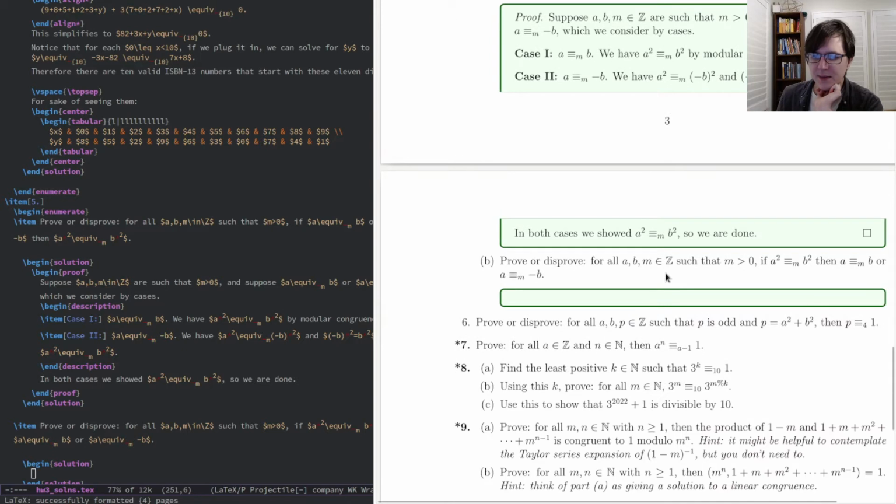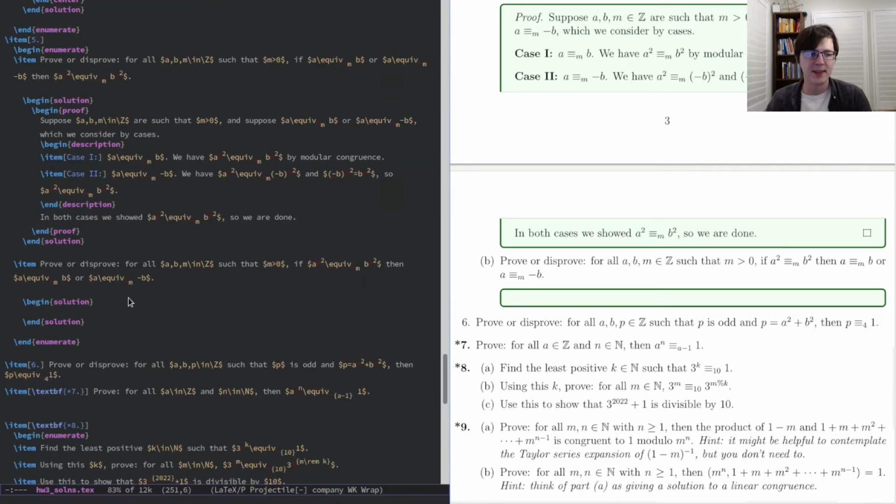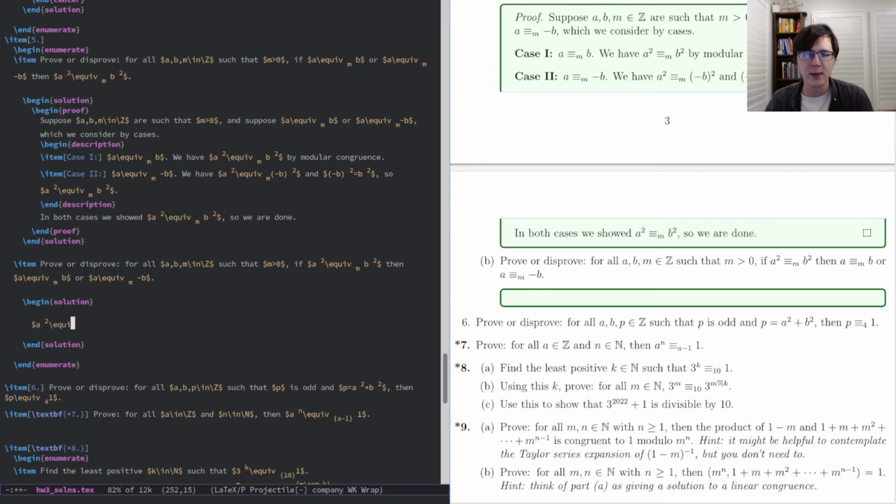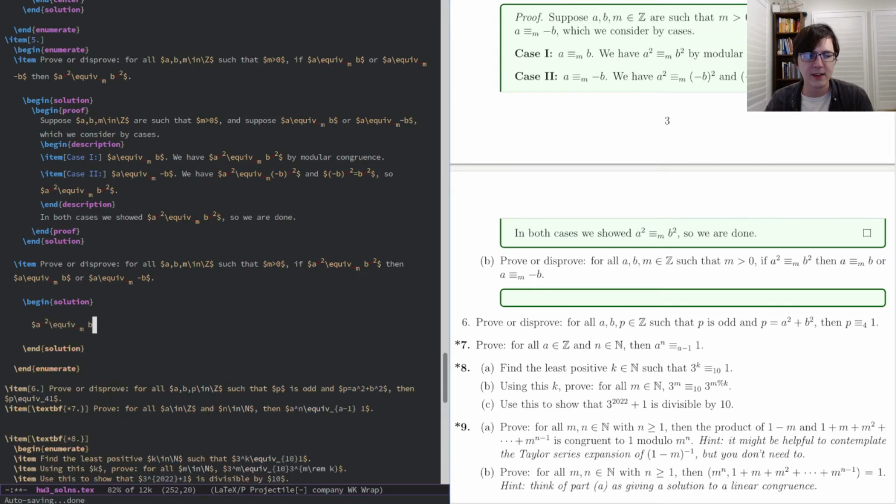Prove or disprove for all a, b, and m such that m is positive: if a squared and b squared are congruent, then either a and b are congruent or they're negatives of each other. That sounds a lot like how it works for normal numbers, not modulo. So maybe it's true. Well, let's explore a little bit. I'm going to type some stuff. So a squared is congruent to b squared.